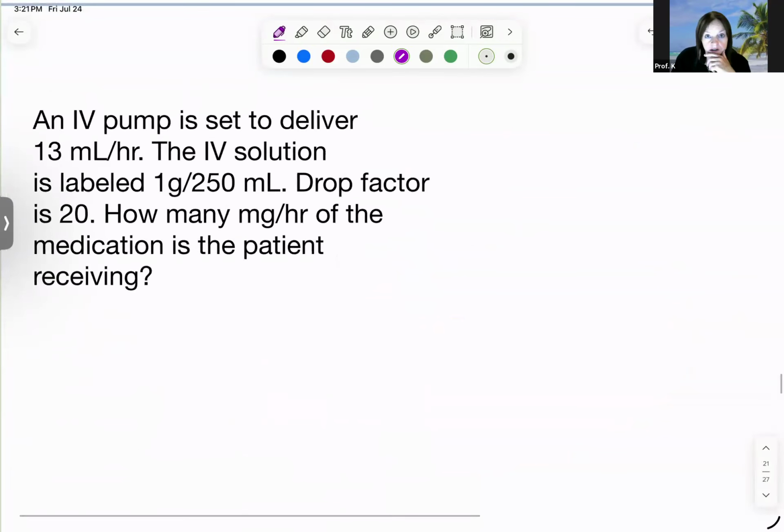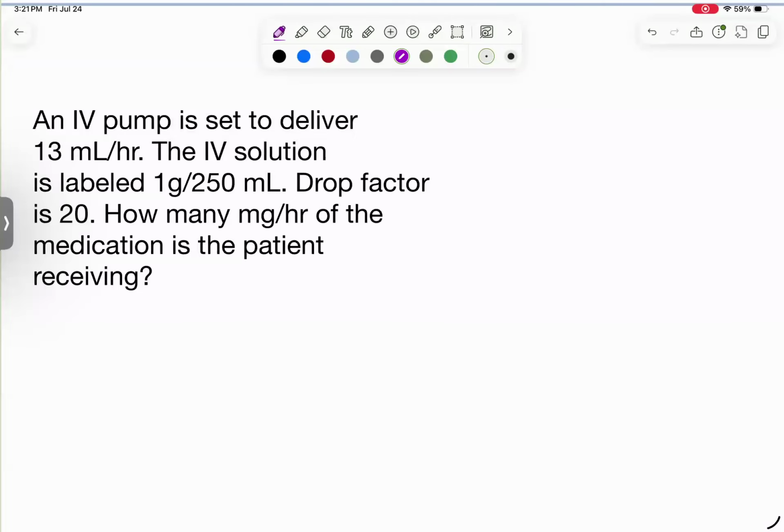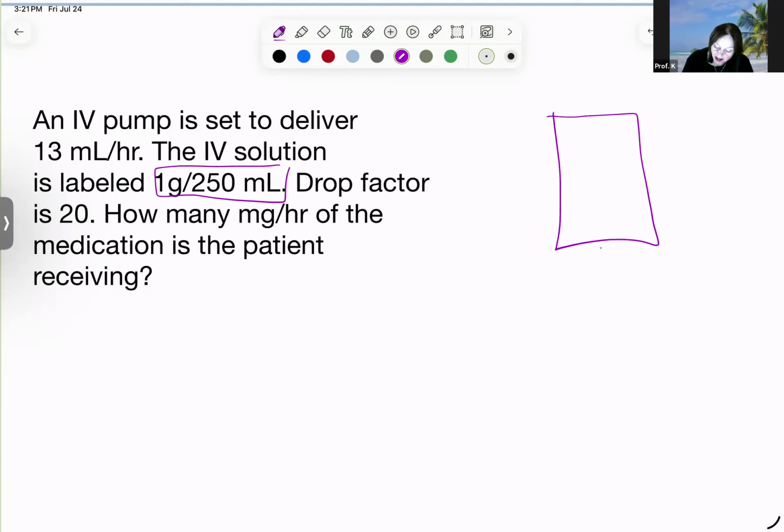Here's another type of question you should be prepared to answer. And this has a lot of information in it, but it's all about going back to the basics. So right off the bat, if I read it, the pump is set to deliver 13 milliliters an hour. So you're going to give a med that has to go through this pump. And when they deliver the medicine in this big bag, there's 1 gram in a 250 milliliter bag. So it's a 250 milliliter bag of fluid with 1 gram of medicine in it, and you have to run it at 13 milliliters an hour.